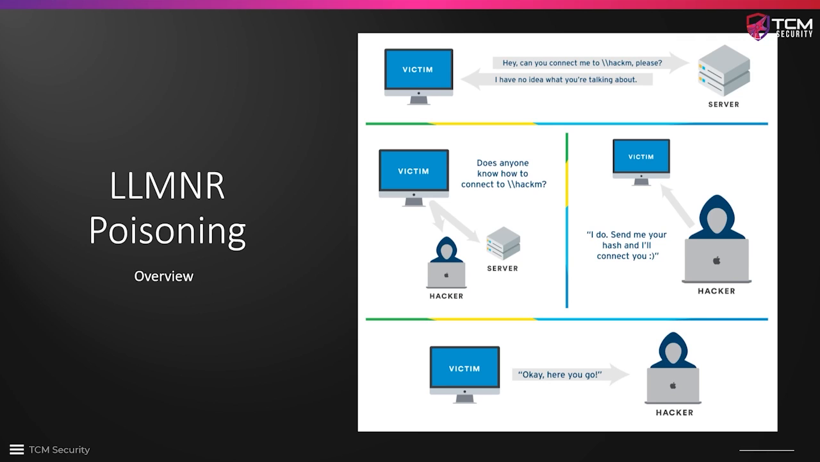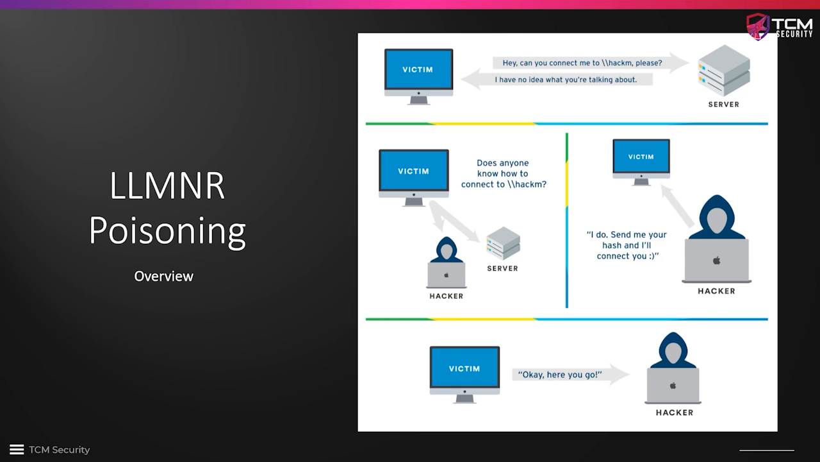And because the server says this, the victim then goes out and says, hey, does anybody on this network know how to reach this Hack M folder? And this is a broadcast message sent out over the network. If we, in a man-in-the-middle position or attacker-in-the-middle position, are able to intercept that request and respond and say, you know what? Actually, I do know where this exists. Go ahead and send me over your hash, and I will actually get you connected to this share. And what happens is the victim will actually send over their hash. And if their hash is weak enough, we can actually take that offline and crack that hash.